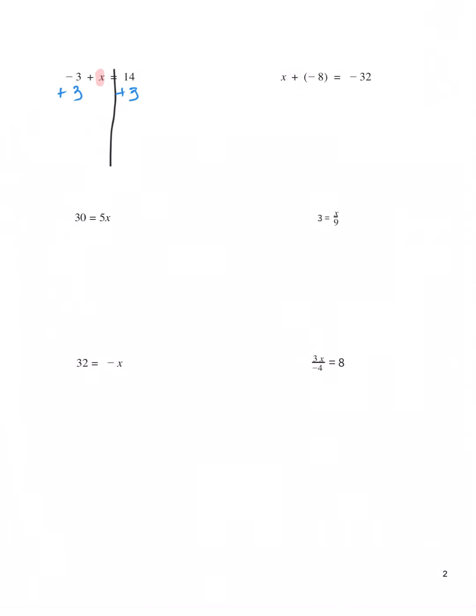Now, -3 plus +3 is 0. And I'm simply left with x on this side. 14 plus 3 is equal to 17. So x is equal to 17. And I'm going to rewrite that. Beautiful. Okay. Now what I want you to do is pause the video and try this one on your own.